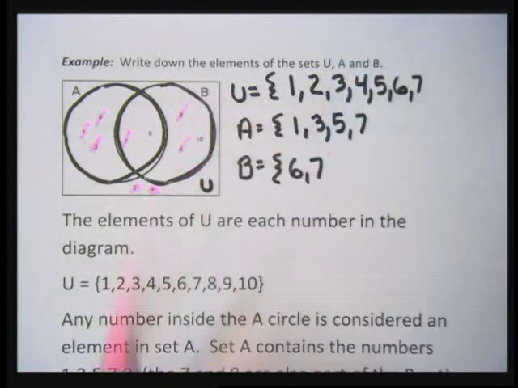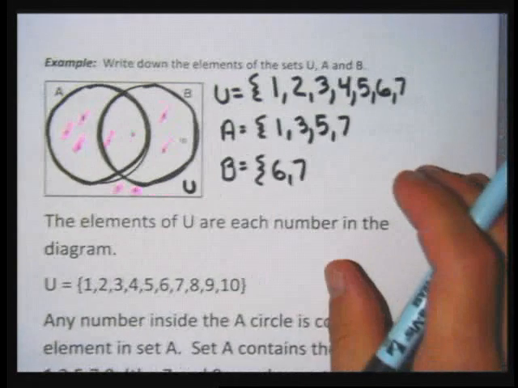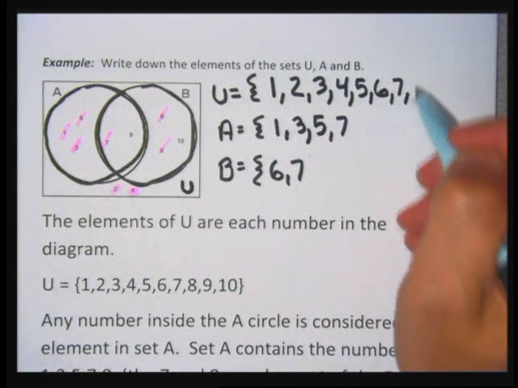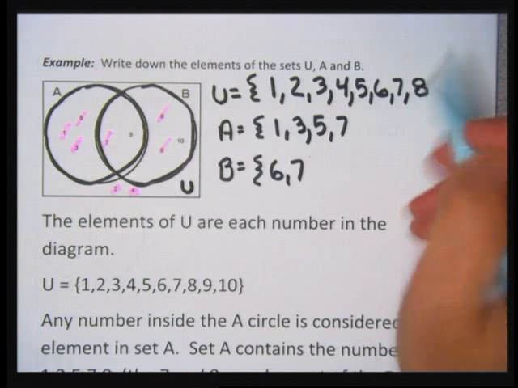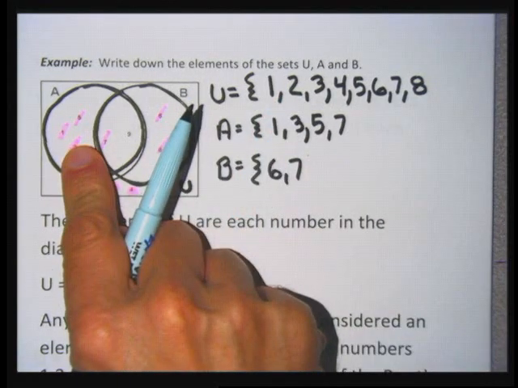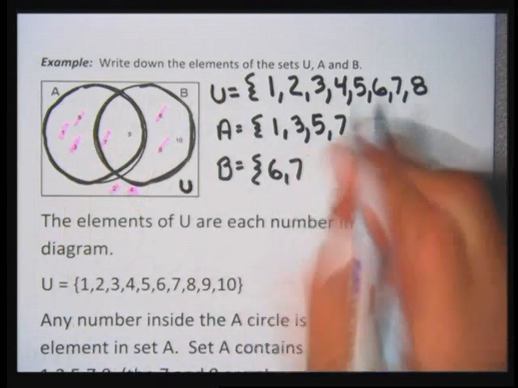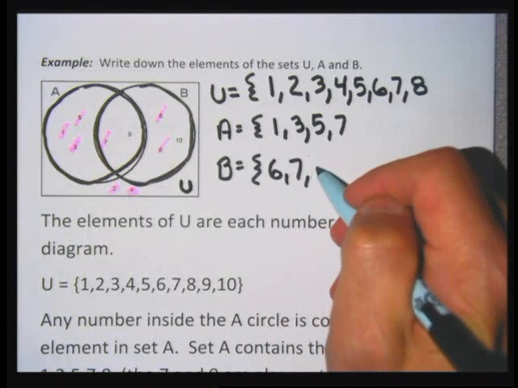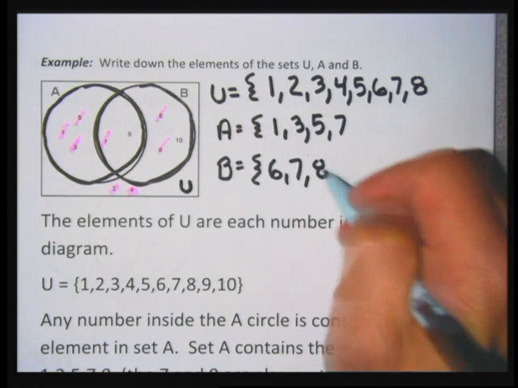The 8 is just like the 6 in that the 8 is inside the rectangle, so it's part of the universal set. 8 is outside the A set, so I won't put it with the A, and it's inside the B set, so I'll put it with the B set.